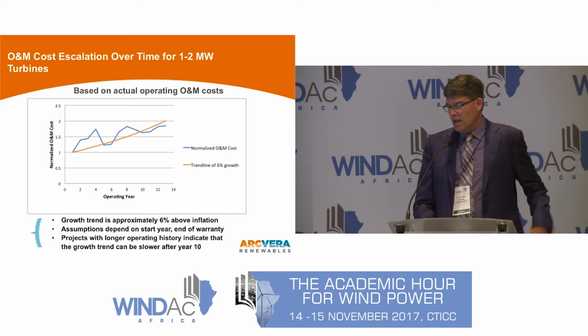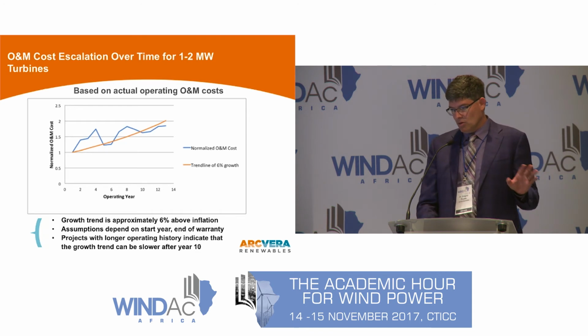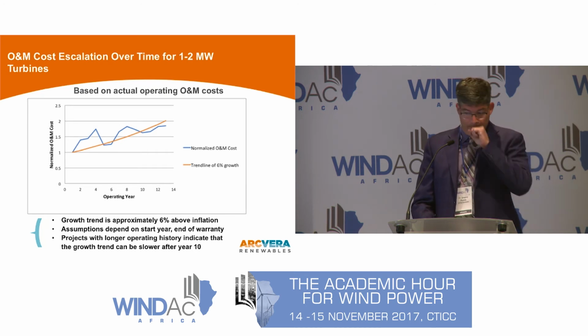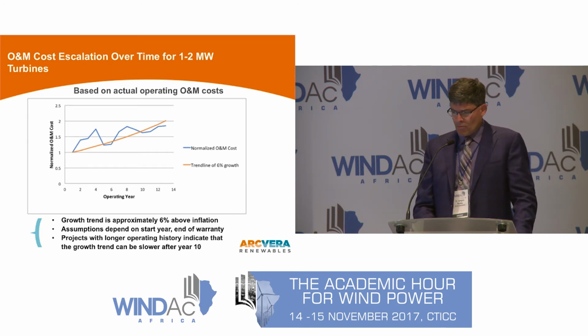If we plot the O&M cost over time for 1 to 2 megawatt turbines, this graphic that you see is what we find. There's a fitted curve there that shows 6% growth. You can imagine if you didn't start that line at year 1, the growth rate would be lower. So your assumptions are important in that regard.